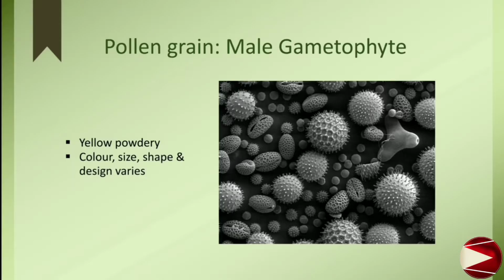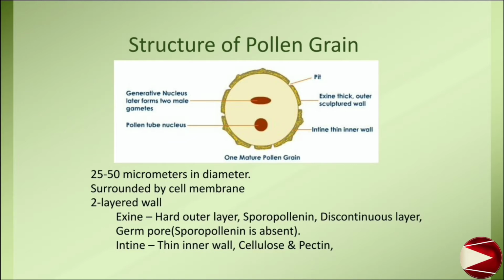Pollen grain is also called male gametophyte. Just recall the gametophytic phase and sporophytic phase you have studied in chapter 3 of standard 11. Pollen grain is the male gametophyte among angiospermic plants or flowering plants. In many flowers it seems to be a yellow powdery substance, but color, size, shape and design vary among flowers of different species. Pollen grains are generally spherical, measuring 25 to 50 micrometers in diameter.